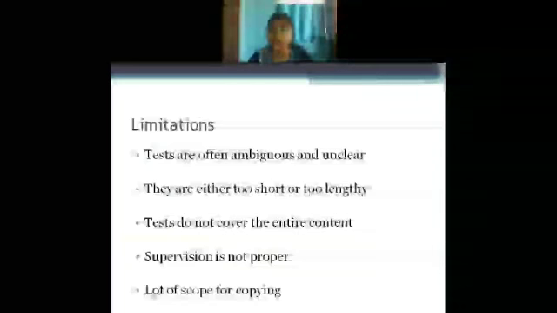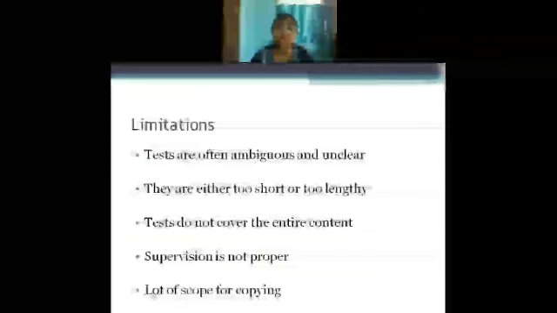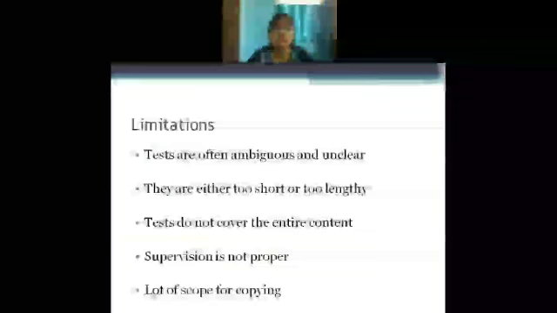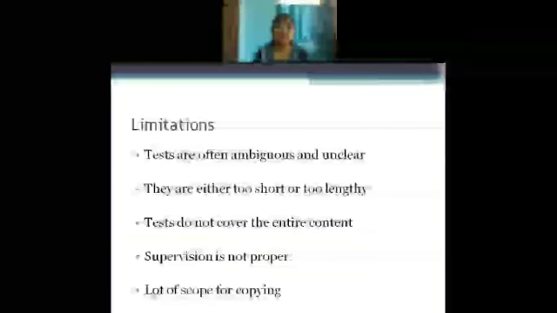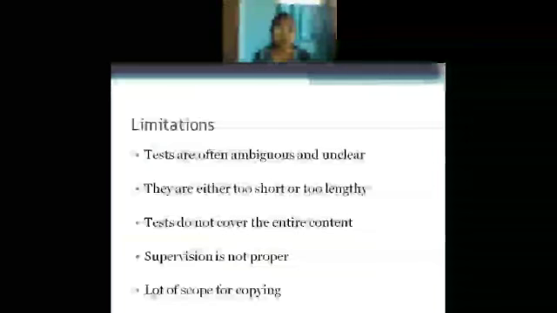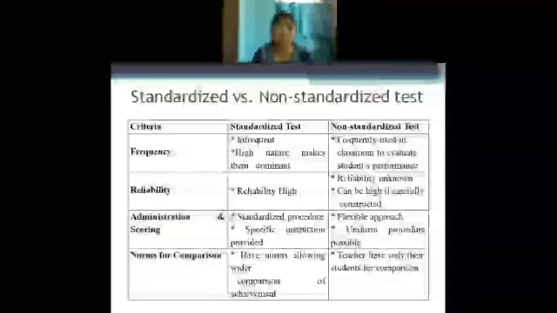You are studying one content so much, but from that content not even one question came, and from the other topic the whole question paper was formulated. Some two or three topics were left behind. It happens most of the time, right? So this is one of the limitations. Supervision is not proper. Then there is a lot of scope for copying. Yes, there may be a lot of scope for copying.